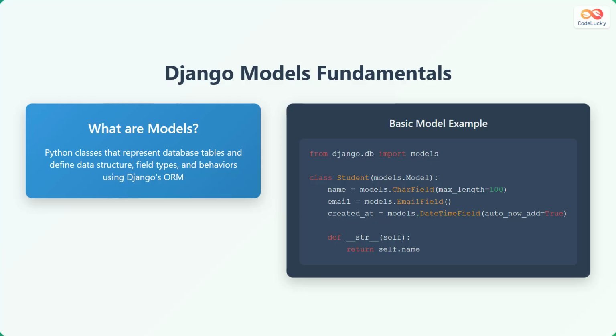The example shows a simple student model with name, email, and created_at fields, along with a string method that defines how the model instance is displayed.